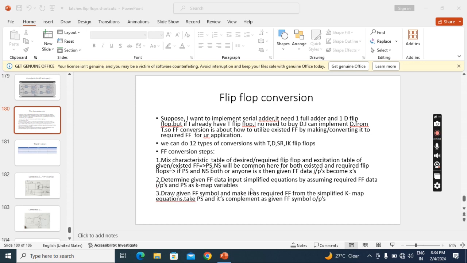Then in the third step, we have to draw the given flip-flop symbol, because we have that flip-flop only. So we have to take the given flip-flop symbol and make it the required flip-flop from the simplified K-map equations. In this given flip-flop symbol, the outputs are the present state and its complement. In further lectures I will take two examples and show how to do each step.